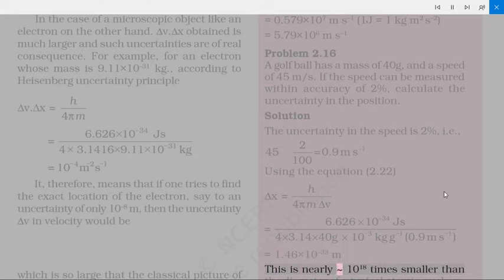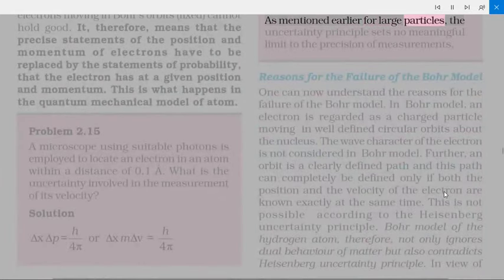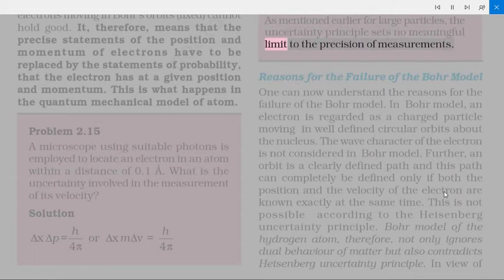This is nearly 10^18 times smaller than the diameter of a typical atomic nucleus. As mentioned earlier, for large particles, the uncertainty principle sets no meaningful limit to the precision of measurements.